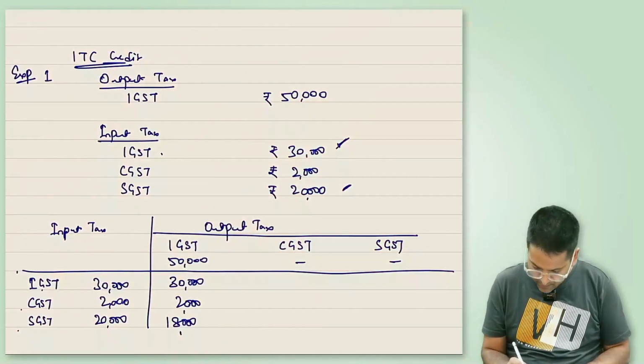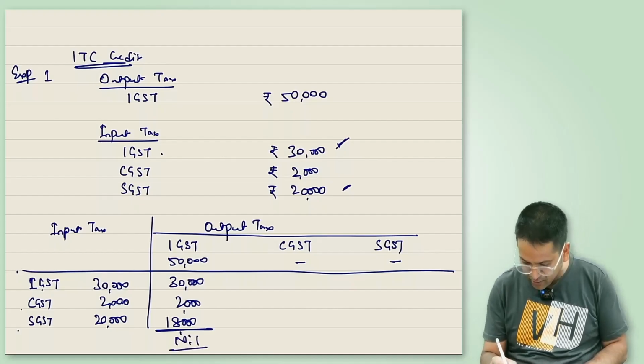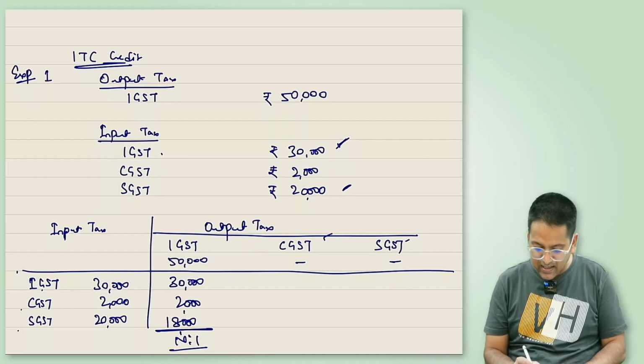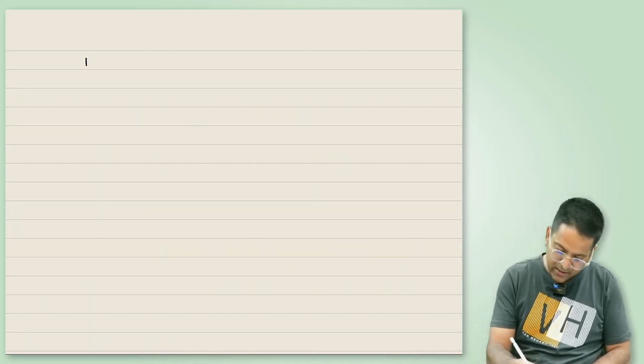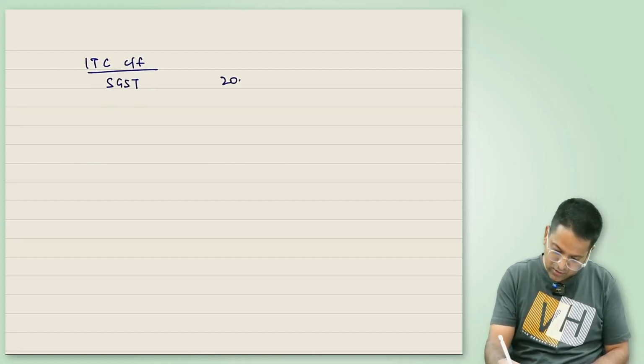Right. Now see, here this liability has become nil. We have to make this nil everywhere. Both of these, CGST and SGST, were already nil. This, our output tax, has also become nil. This is finished. Now what is left with me? Out of SGST of 20,000 rupees, 18,000 is used and 2,000 is left. So we'll write ITC carry forward. This contains only what? SGST, 2,000.